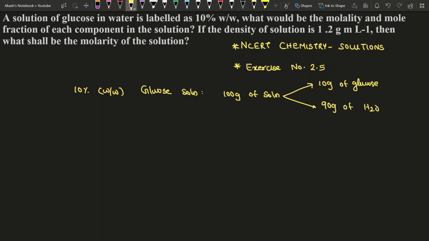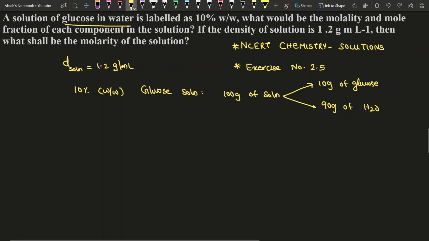In net, the weight is going to be 100 gram of solution. Why? Since the glucose is dissolved in water. Okay, done. Then they have mentioned the molality and mole fraction of each component in the solution. The density of the solution is given as 1.2 grams per milliliter.